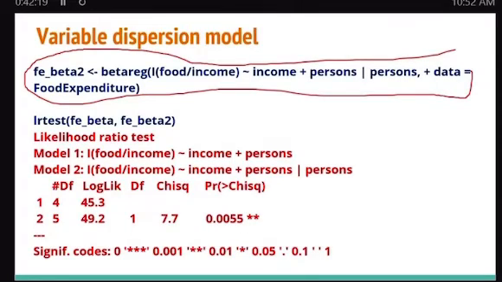You can list as many variables as possible. It doesn't matter. I mean many models, and then you choose the best among them. Okay.